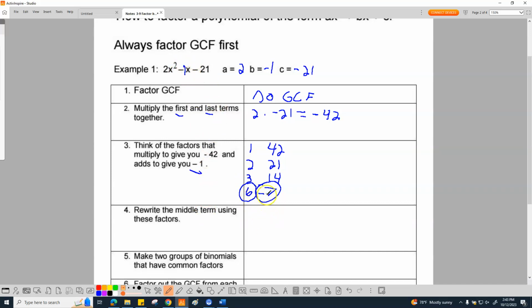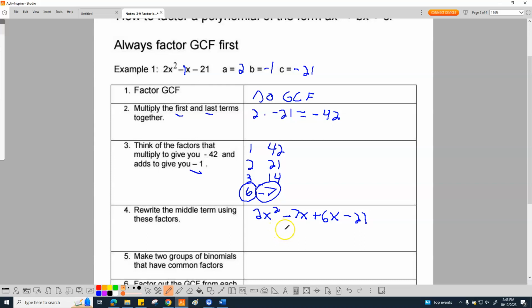Here we go. It's kind of fun, and it's going to be 2x squared minus 7x plus 6x minus 21. And I know some of y'all are freaking out right now. Don't panic. If I added negative 7x and 6x together, it would reduce down to the negative 1x. So all I've done is just rewrite this basically.